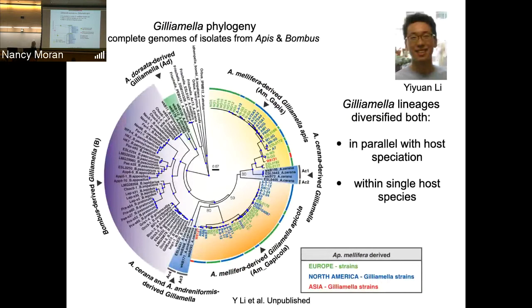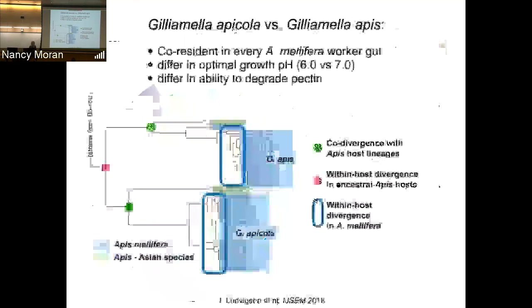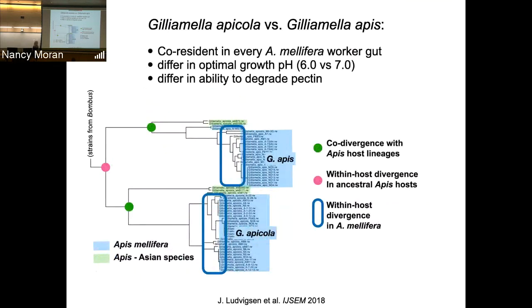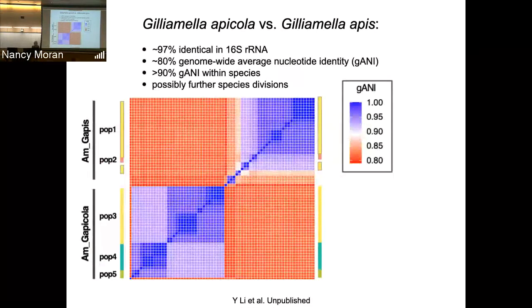It seems that the Asian species and the Western honeybee both have both Apis and apicola, which is interesting. Then we noticed some other differences about them. Their optimal pH requirement was different, and they also differed in whether or not they could break down pectin. Apicola can and Apis can't. So it looked like there really is a different ecology for these two that have diverged within the host.